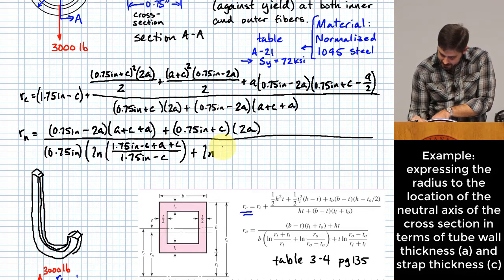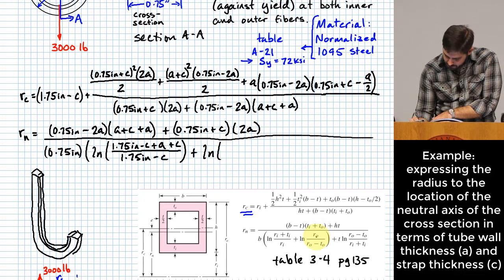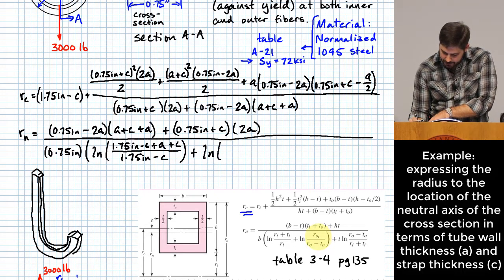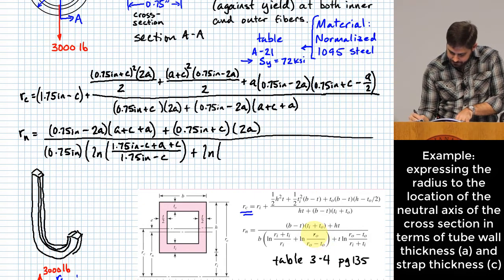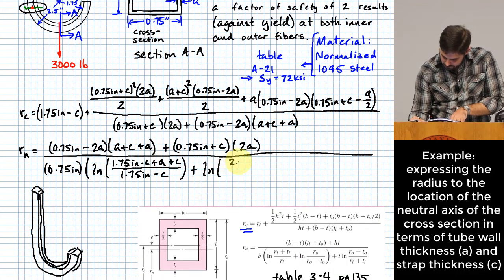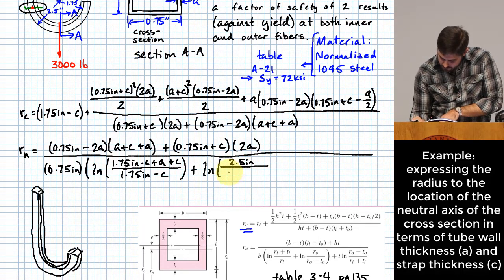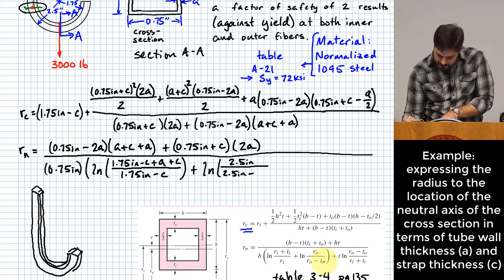To this, we're going to add another natural log of, in this case, the outer radius, the radius to the outer fibers of the beam. And that is simply going to be 2.5 inches. That'll be divided by 2.5 inches minus, and T sub O is just A.